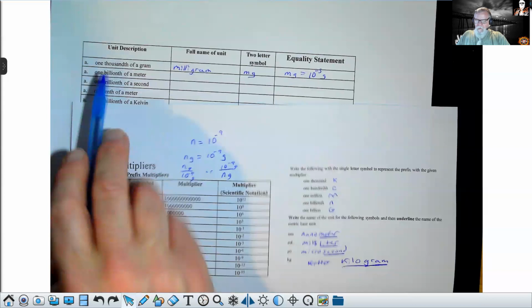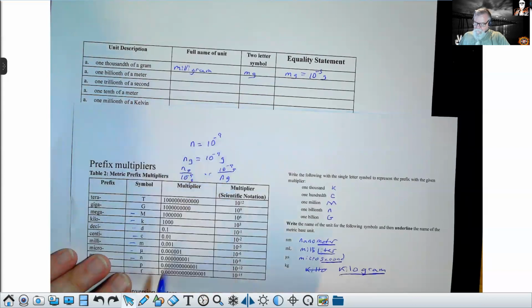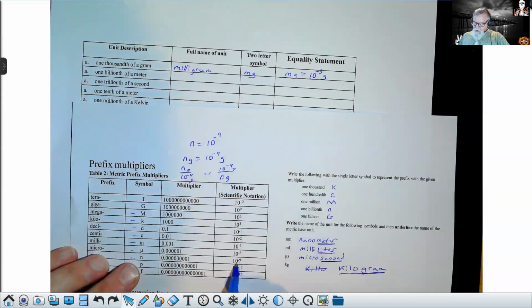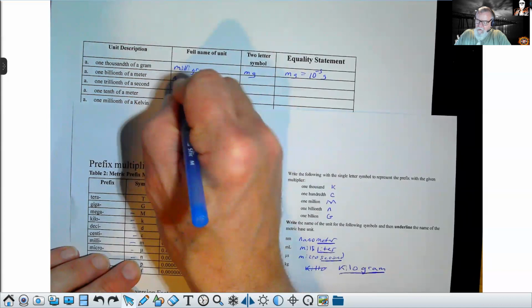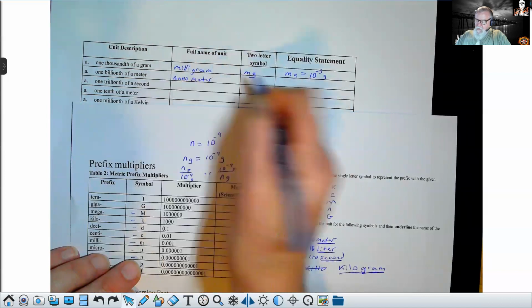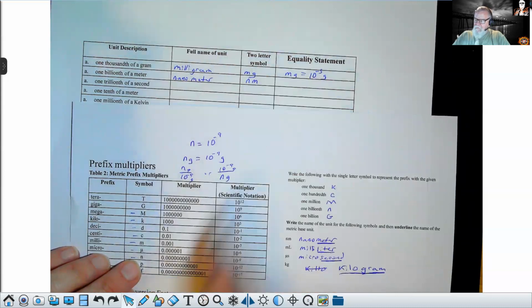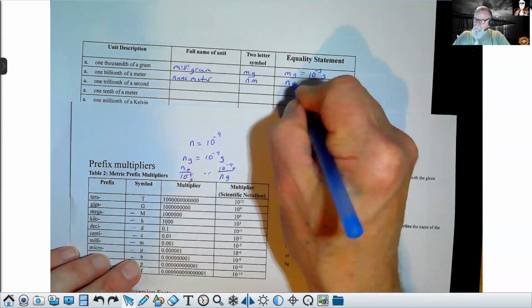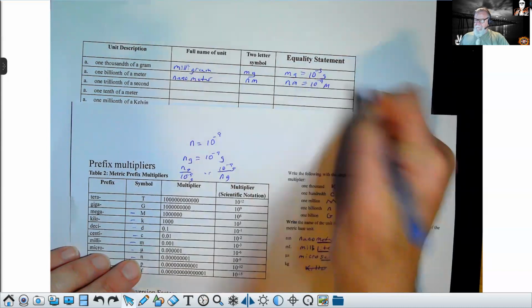So now let's look at 1/1000th of a meter. 1/1000th is 10 to the negative 9. That's nano. So nano, and then meter. So that would be nm. And so nm is equal to 10 to the negative 9 meters. Okay.